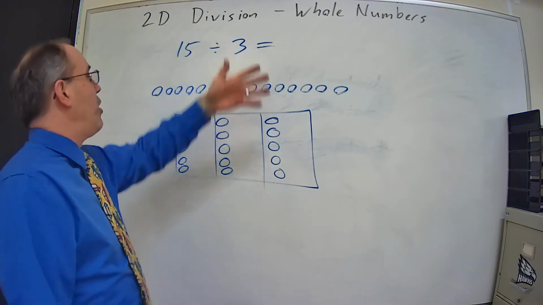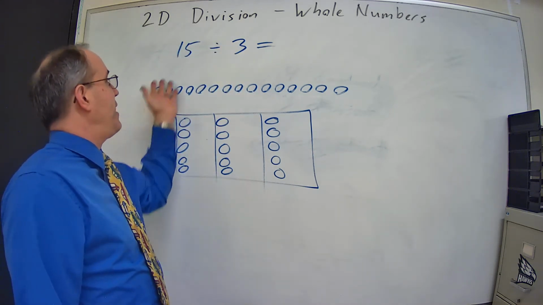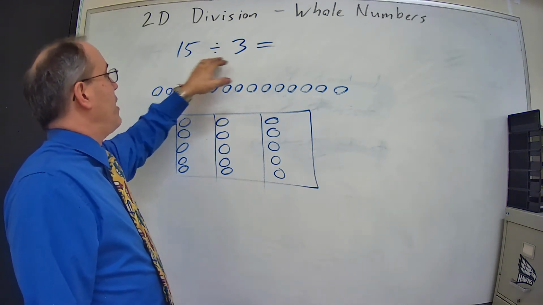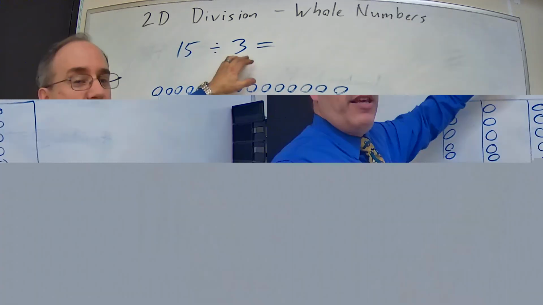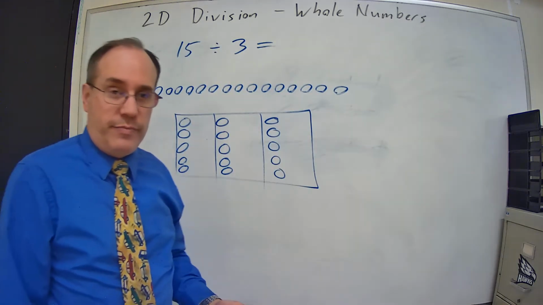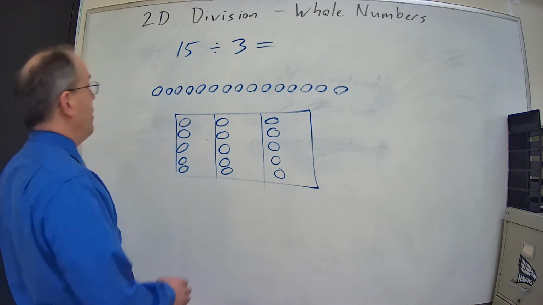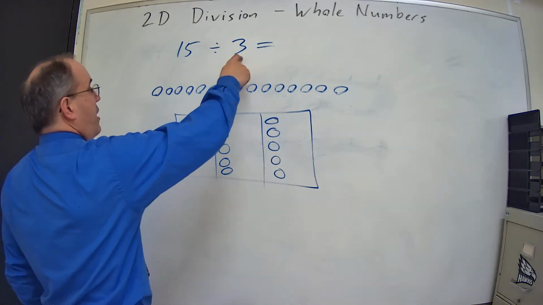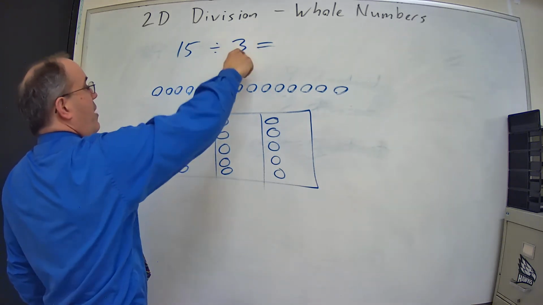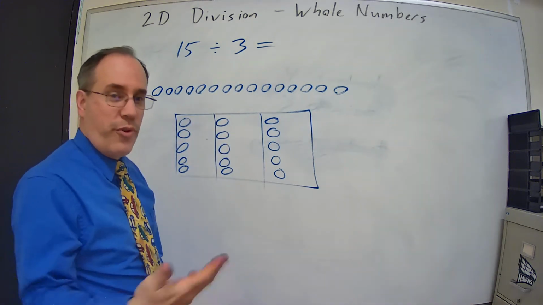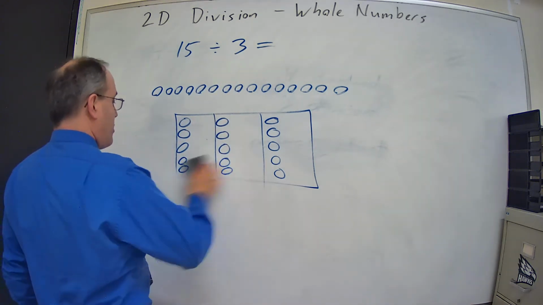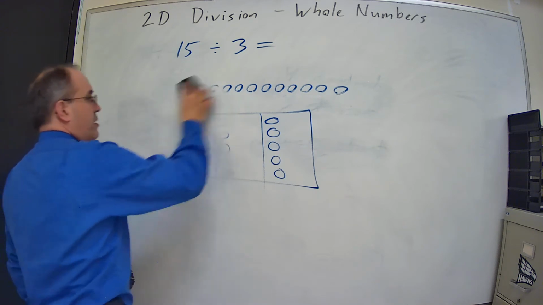So that's really what we're doing here: we're taking this number and saying, how many of these can I make? Or if I divide it by this, how many will be in each group or division of it? So that's a visual of it.